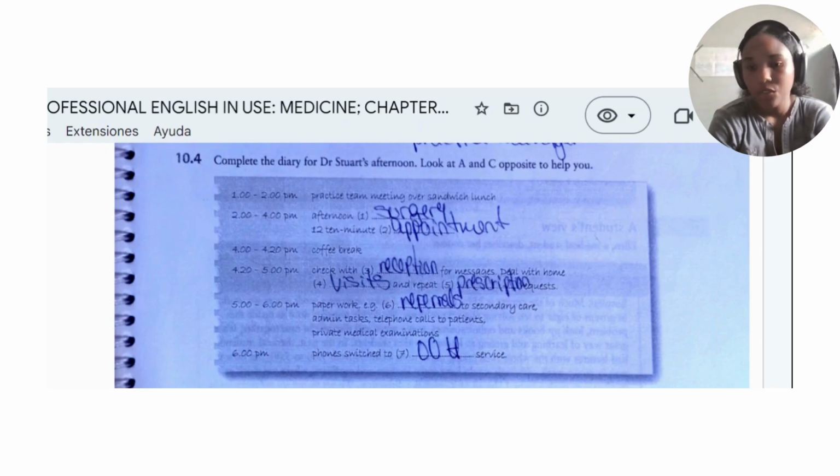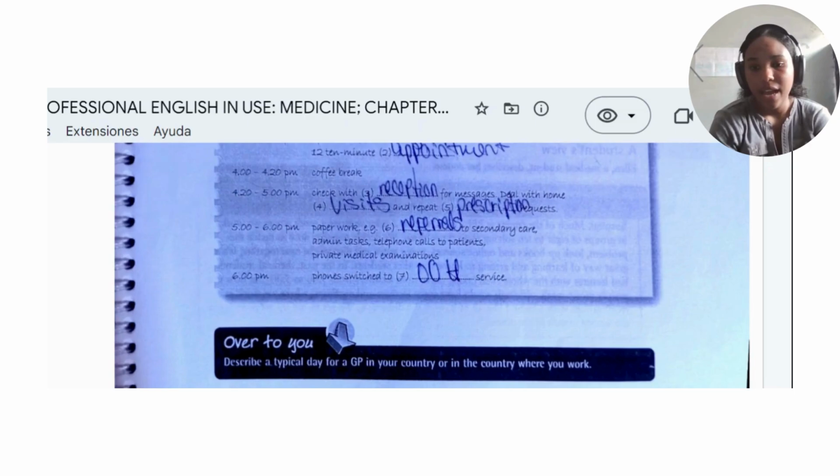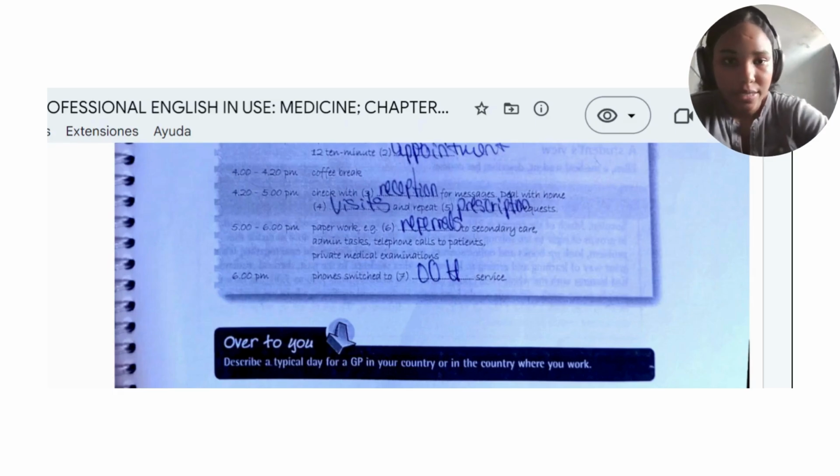Coffee break. 4:20 to 5 p.m.: check with reception for messages, do home visits and repeat prescription requests. 5 to 6 p.m.: paperwork, e.g., referrals to secondary care, admin tasks, telephone calls to patients, private medical examinations. 6 p.m.: phone switches to out-of-hours service.